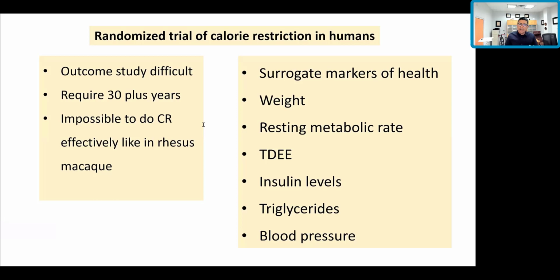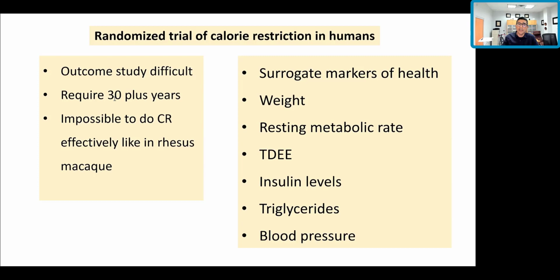But you will say, hey, is there any randomized trial in humans? Have you taken a group of humans and, to half of them, you gave less calories, and the other half, you said, feed ad libitum, however much you wanted? My response to that is that that is difficult. The reason it is difficult is because to get outcomes data like death rate or mortality, you would need about 30 years of observation.